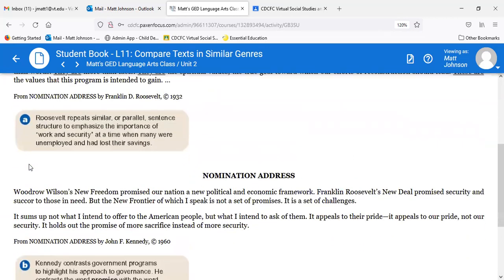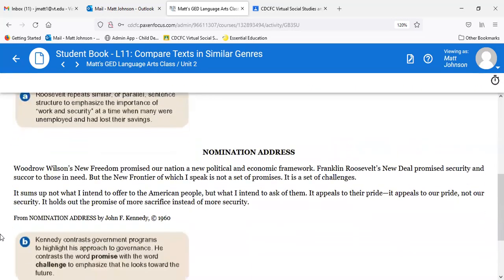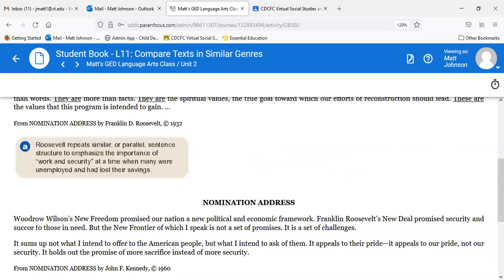Okay. And then looking at Kennedy, it says Kennedy contrasts government programs to highlight his approach to governance. He contrasts the word promise with the word challenge to emphasize that he looks toward the future. Let's see how he goes about that.